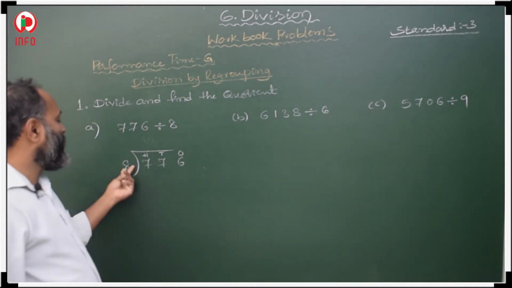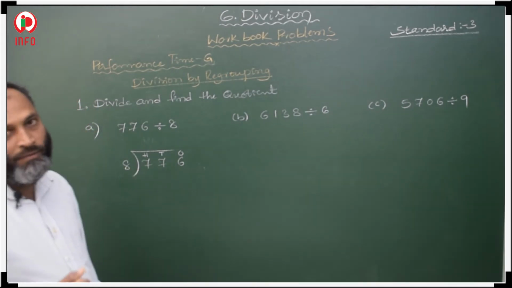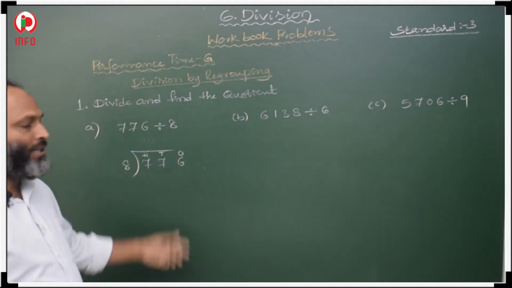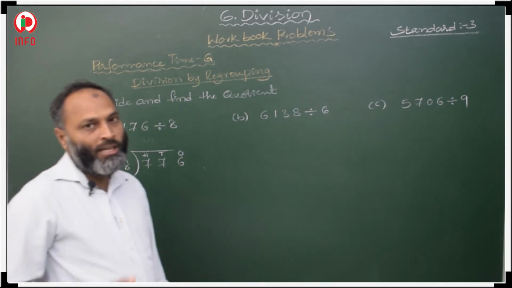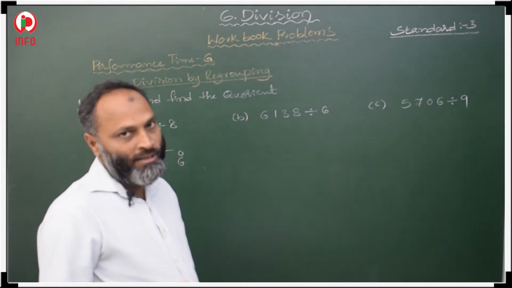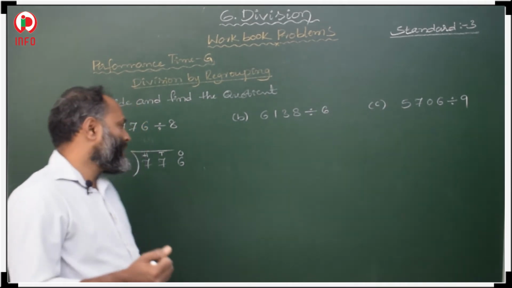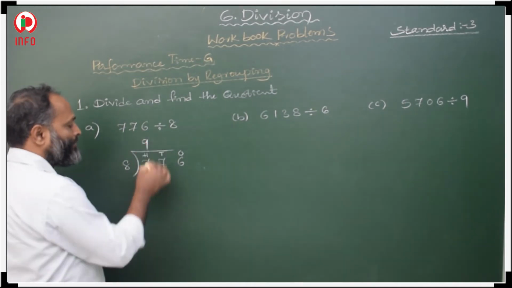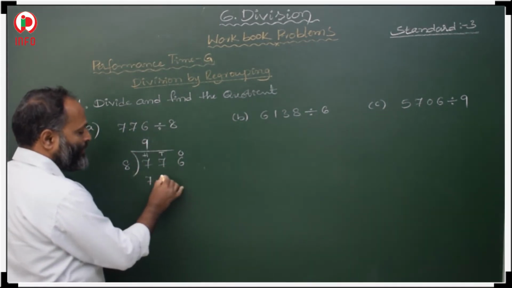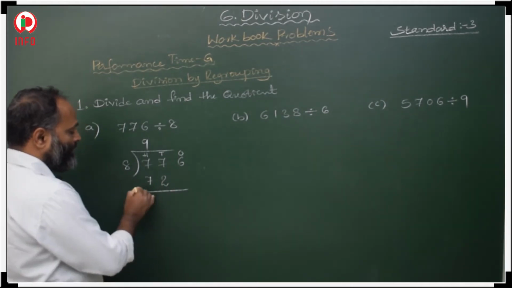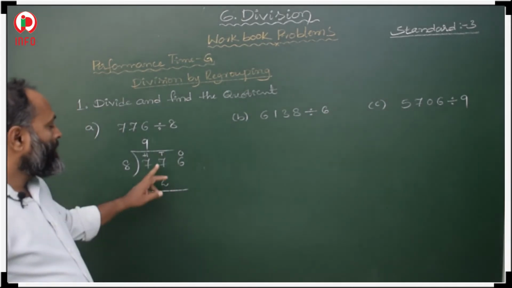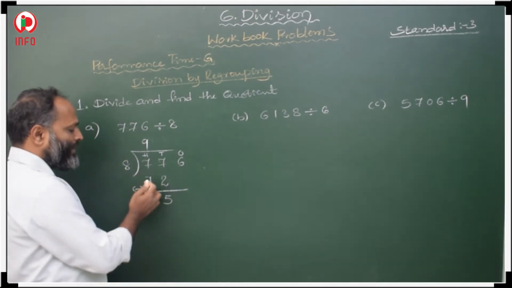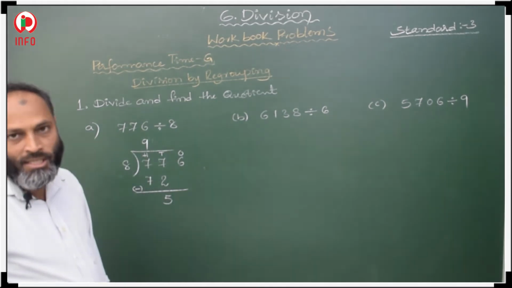When will you get 77 in the 8 table? We have to check in the 8 table. 8 5s are 40, 8 6s are 48, 8 7s are 56, 8 8s are 64, 8 9s are 72. 7 in the hundreds place, 2 in the tens place we have to write, then minus. Okay. 7 minus 2 is 5. Here 7 minus 7 is 0. No need to write that 0.